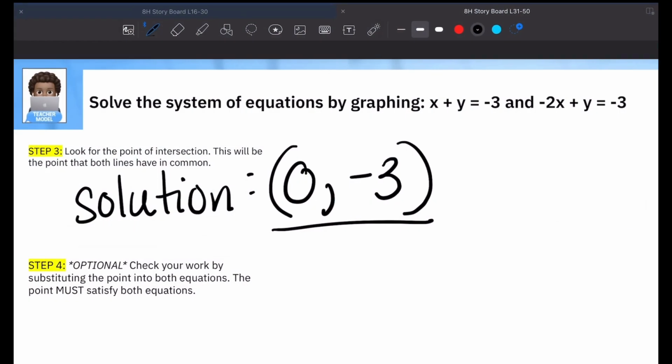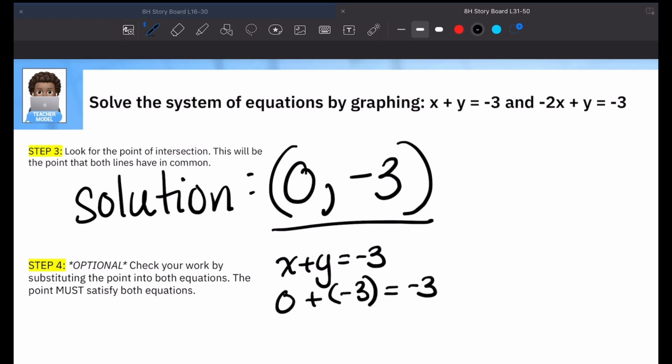I'm going to close this up for a second. I could now go further and check this by putting those points into both original equations. So here's x plus y equals -3, and I can put the points in there. 0 plus -3 equals -3, and that is true. -3 is equal to -3, valid.